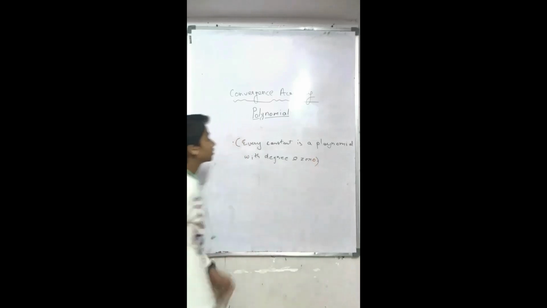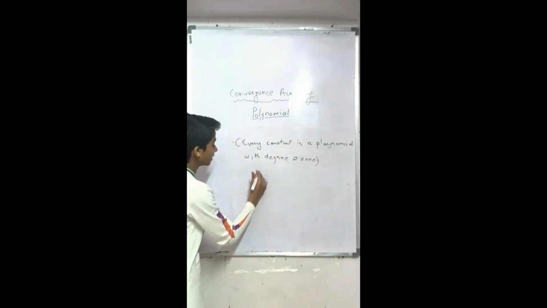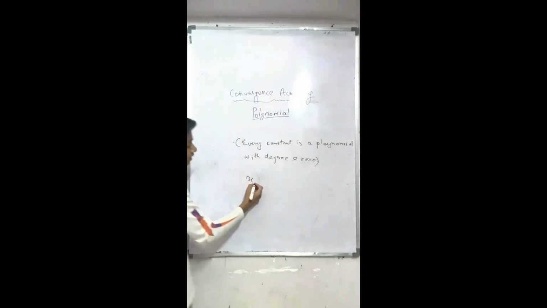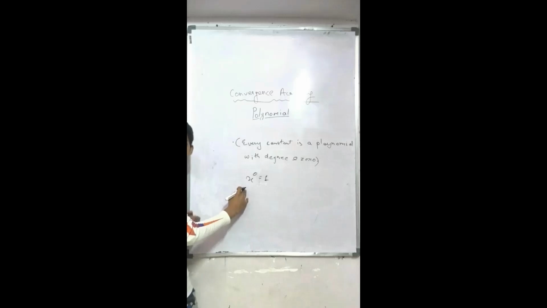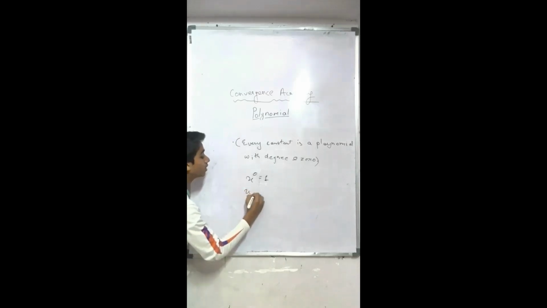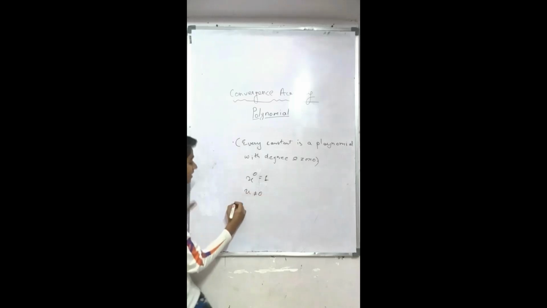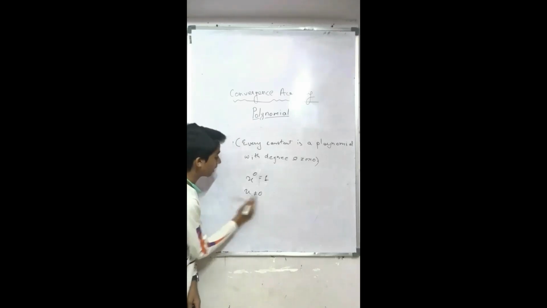Okay, so we take an example that x raised to power 0 is equal to 1, but x will not be equal to 0. Why? Because if we take x equal to 0, then 0 raised to power 0 is not defined. Okay, so this will not apply here.